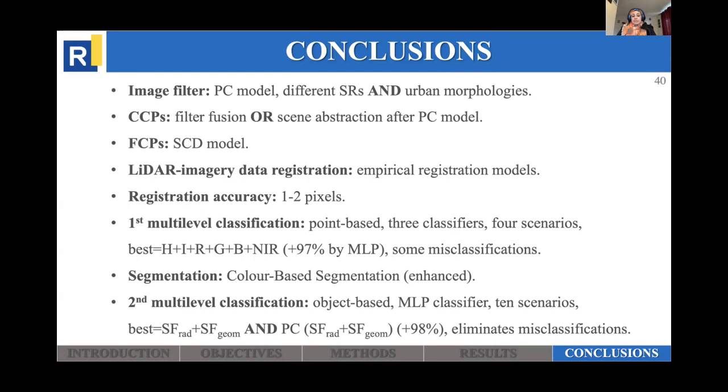Afterwards, the data were segmented using the color-based segmentation algorithm after introducing some enhancements, and a second multi-level classification ran using it. It is mainly an object-based classification using a multi-layer perceptron classifier, testing 10 different classification scenarios. The best scenario is the one that includes the entire set of calculated radiometric and geometric features in addition to their principal components, with an overall mapping accuracy that exceeds 98%. And this scenario has proved to eliminate the previously mentioned misclassifications.